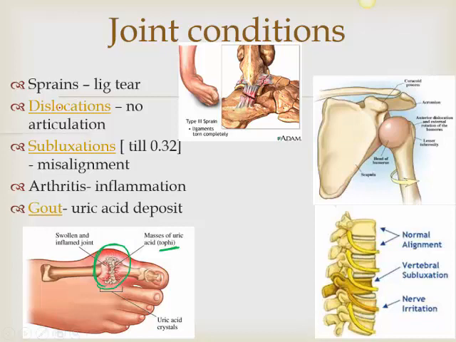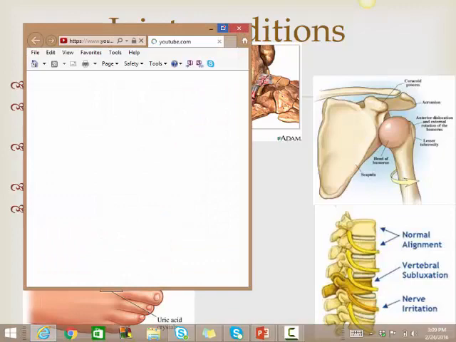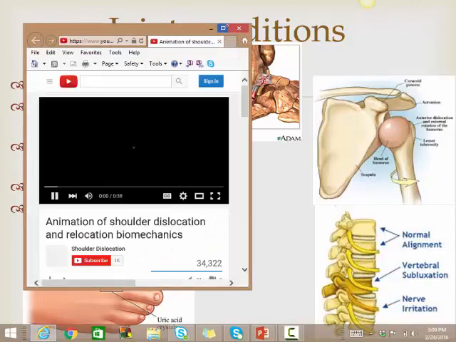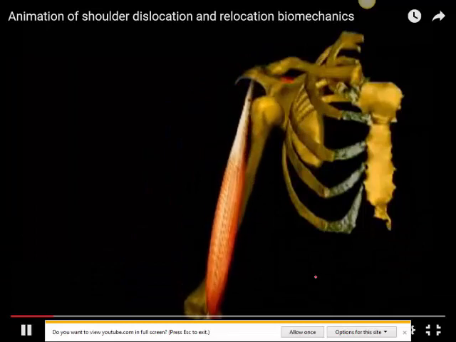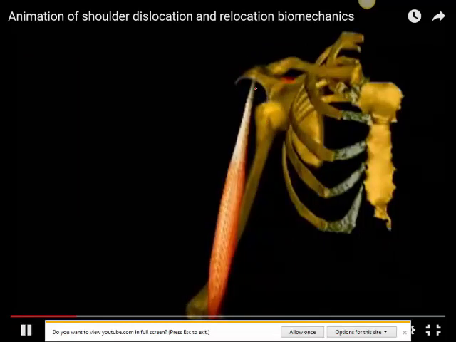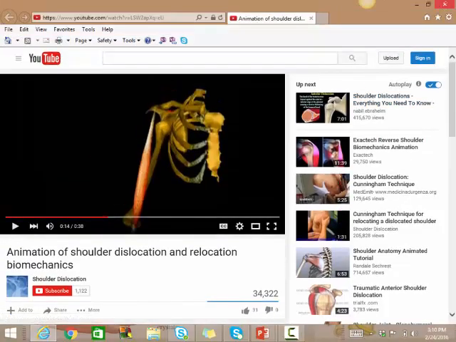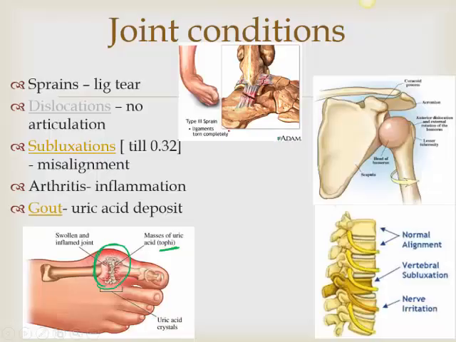So let's take a look at dislocation and subluxation to see the difference between the two. With the humeral head displaced, subcoracoid or subglenoid. So here you can see how the head of the humerus came completely out of the glenoid cavity. So this was dislocation. I'm going to stop it here because he talks about the biceps and how that's affected. But you saw the head completely coming out, no alignment at all.